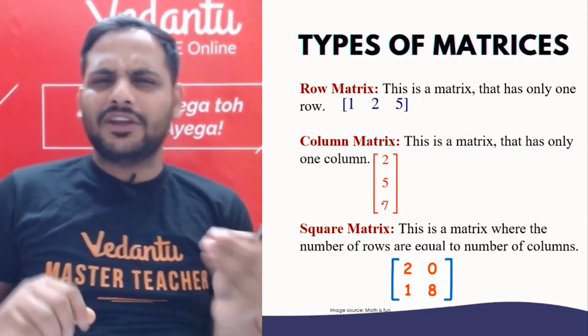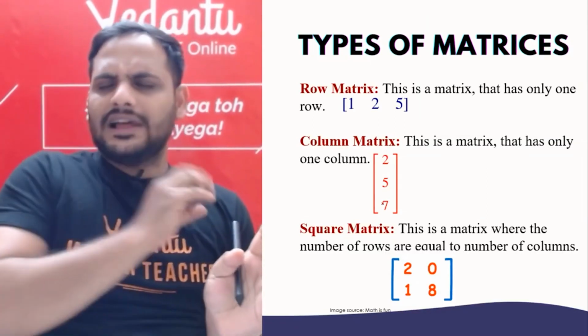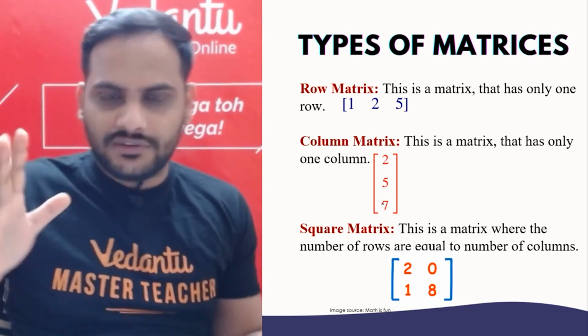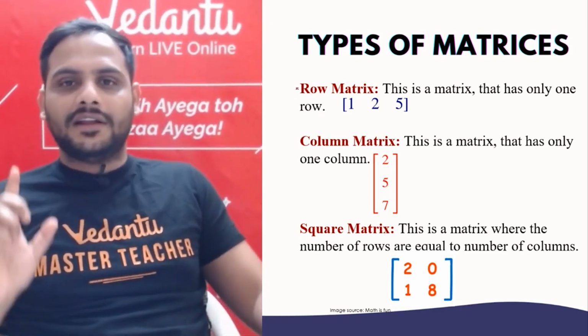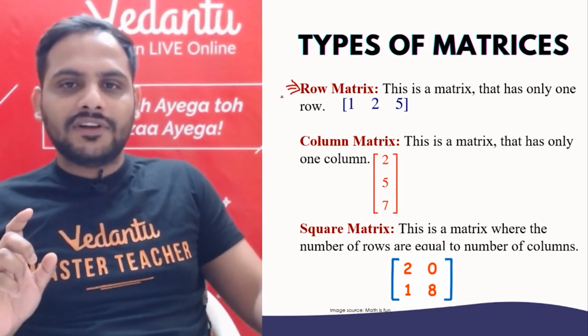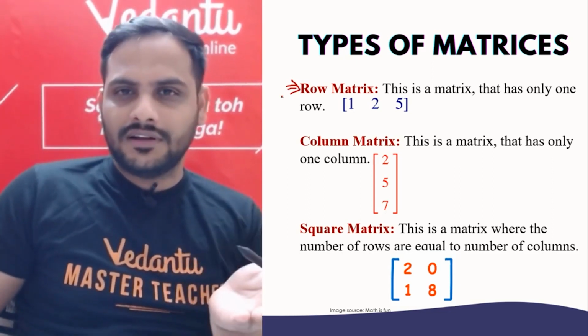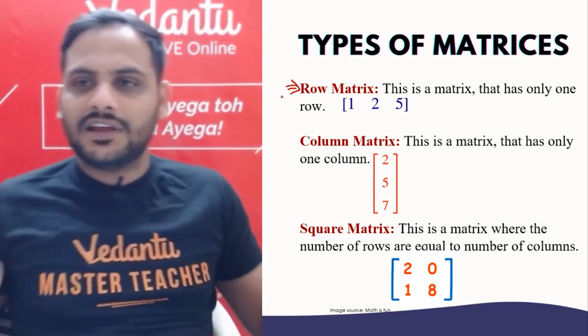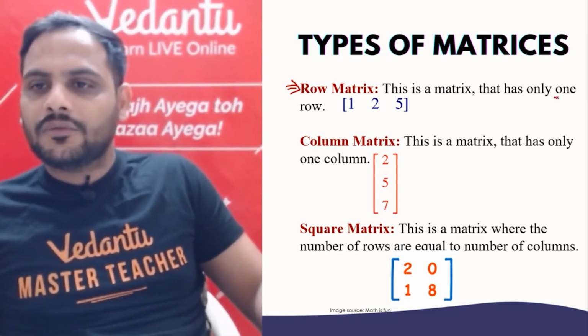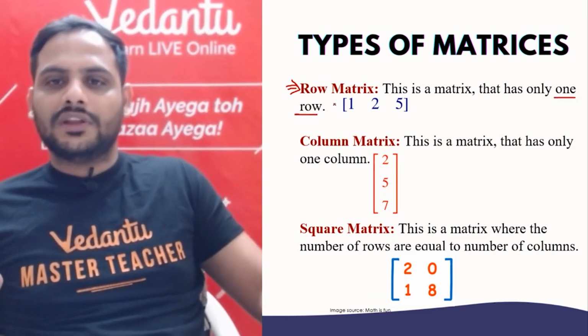Okay, now see the types, use the logic. I'll not teach you anything, you just use the logic. First thing, row matrix. Now obviously, if it is saying row matrix, so there must be only one row, right? That's what it means. There is only one row. You can see over here.